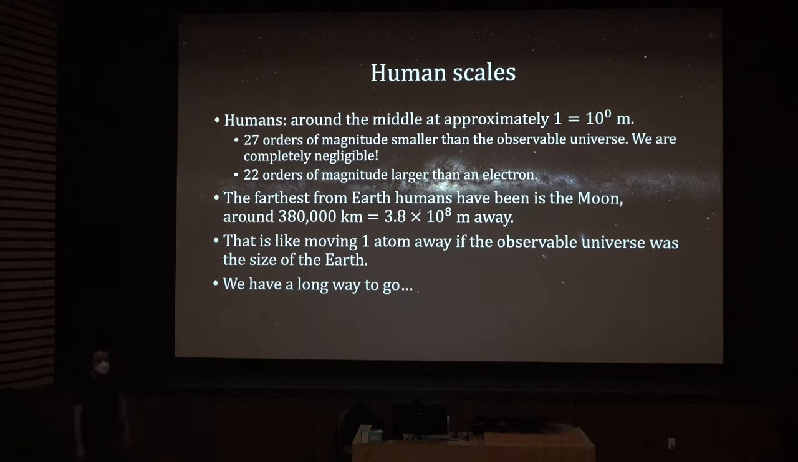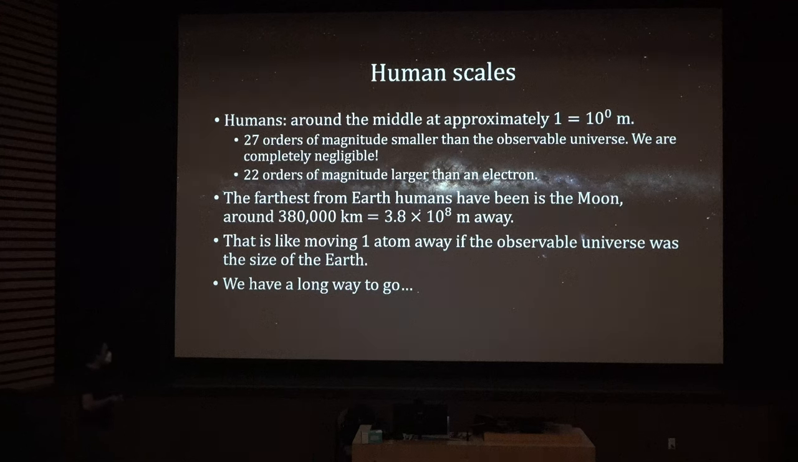Okay, so where do we fit into all of these scales? So humans, we are around the middle, right? We have 10 to the minus 22 at the bottom and then 10 to the 27 at the top. So 10 to the zero is kind of like somewhere in the middle. It's 27 orders of magnitude smaller than the observable universe. So we're basically completely negligible compared to the whole universe. And 22 orders of magnitude larger than an electron. So of course, an electron is negligible compared to us.